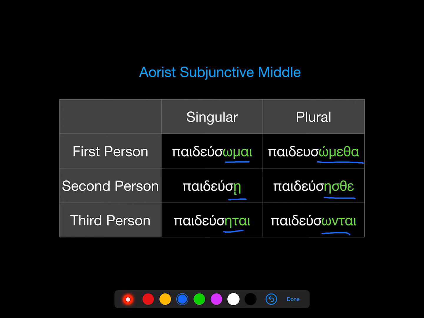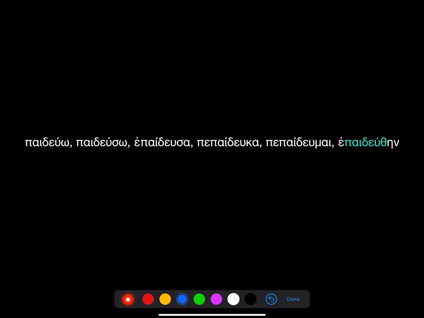Okay, so in every case, we use the same principal part that we would use for the indicative, and we're using the same exact endings. One set for the active, one set for the middle.